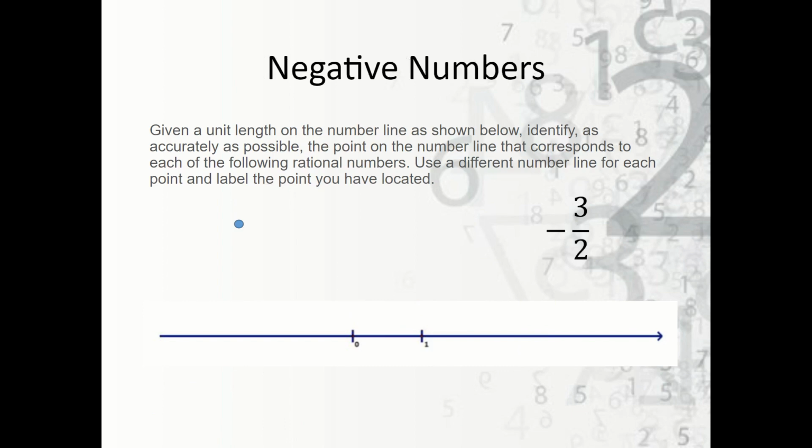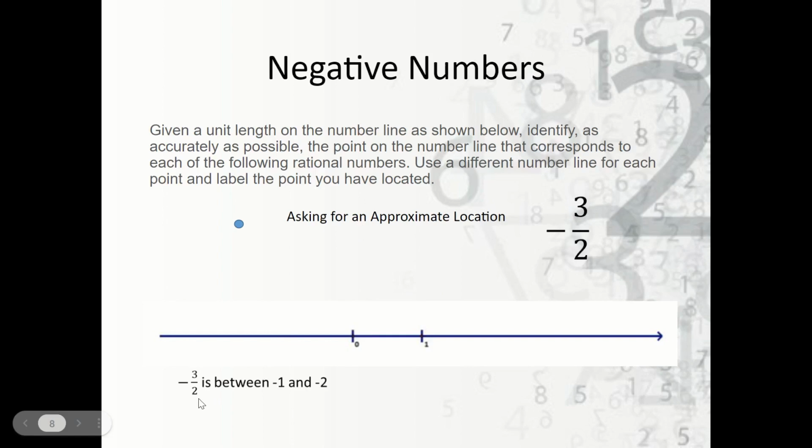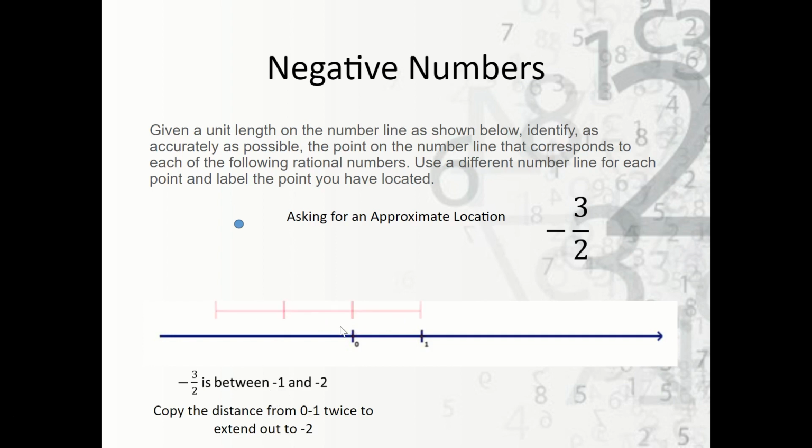Now what if we're asked to plot a negative number on the number line? Well, this is negative 3 halves. We want the approximate location. We should notice that negative 3 halves is between negative 1 and negative 2 because this is really negative 1.5. So we're just going to take this distance from 0 to 1 and copy it towards negative 2. So we're going to copy it over here. That would be negative 1 and again would be negative 2.